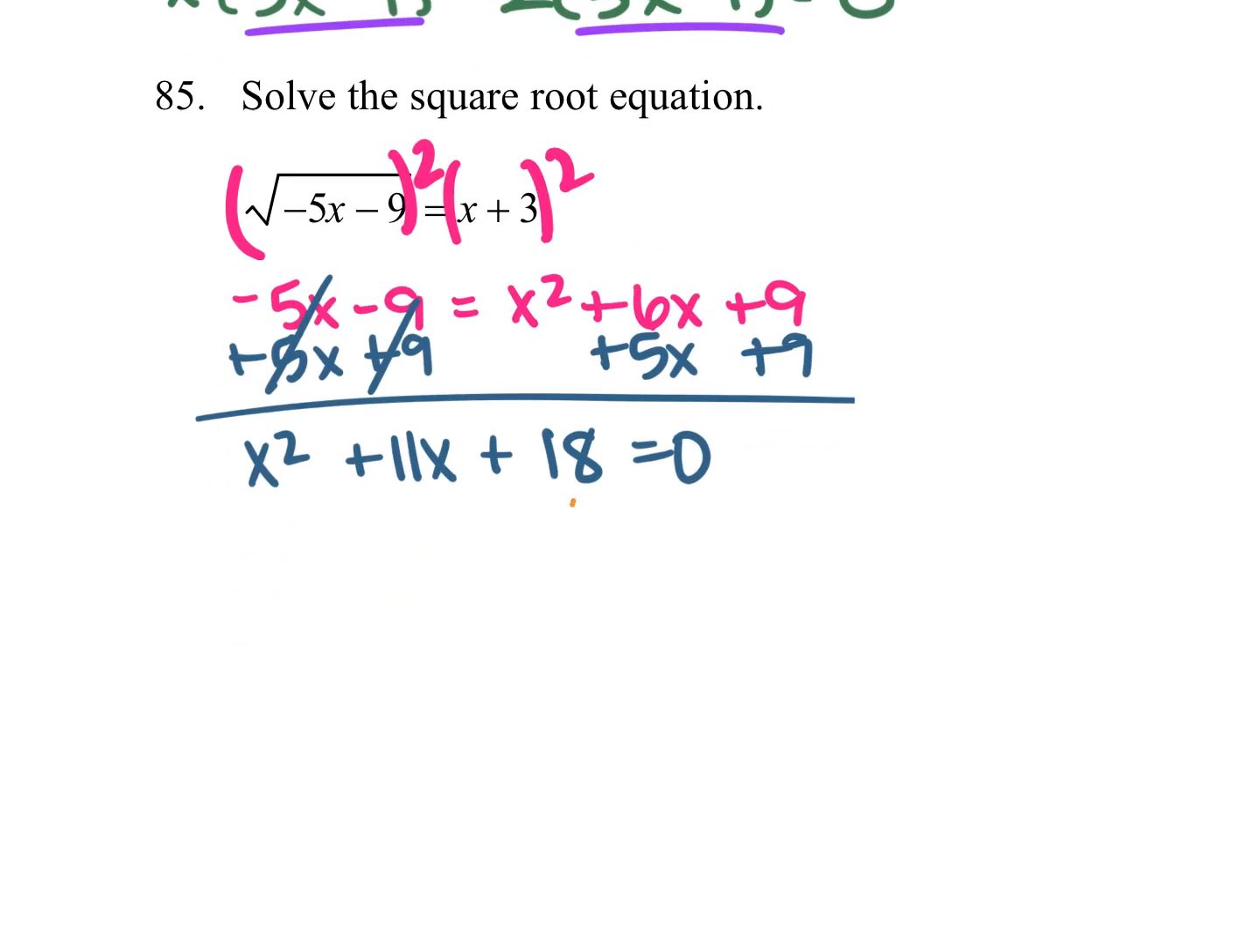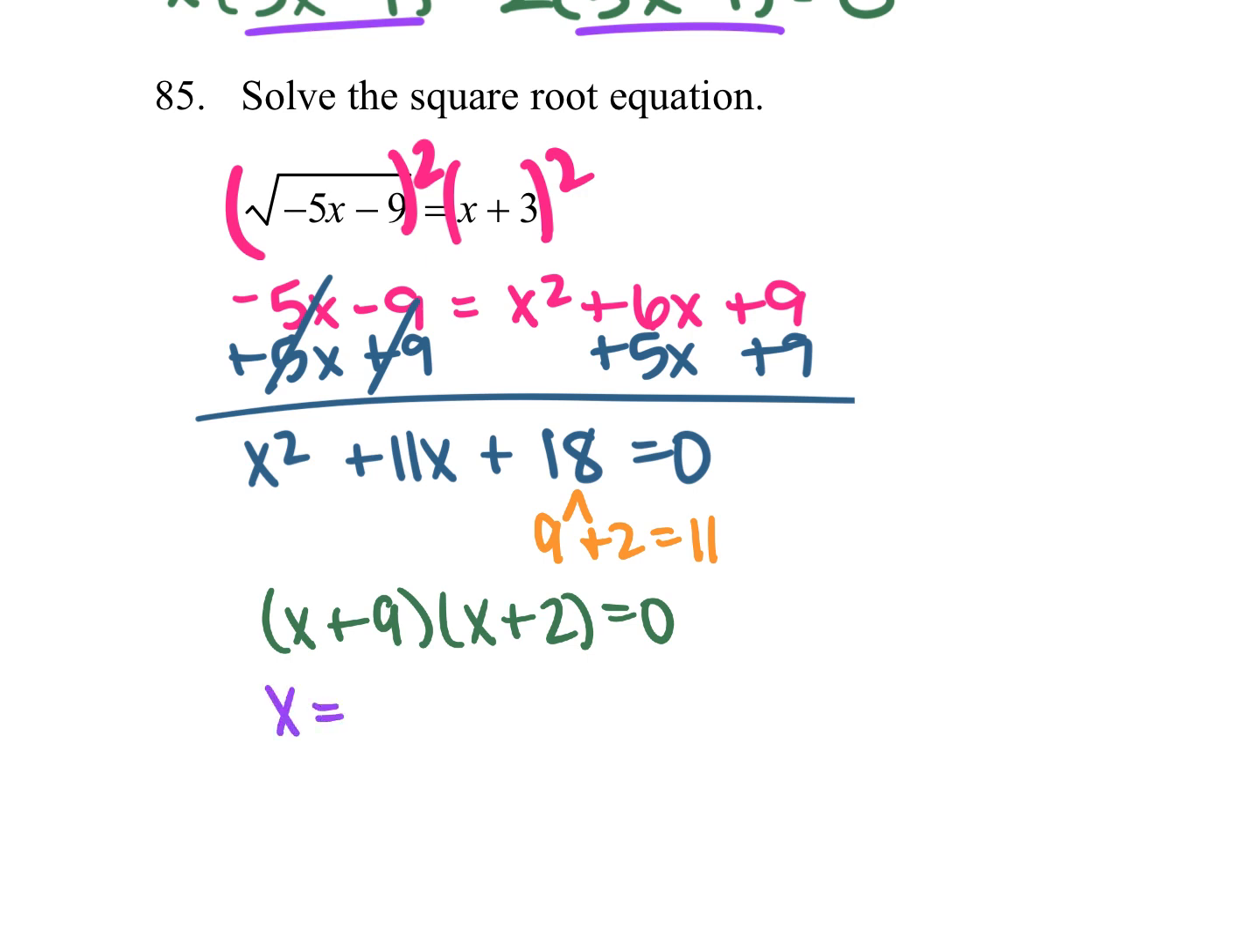Your 18 is 9 and 2 that add up to 11. So we're going to have x plus 9 times x plus 2 is equal to 0. From here, we set them both equal to 0. We get that x is equal to negative 9 and x is equal to negative 2.